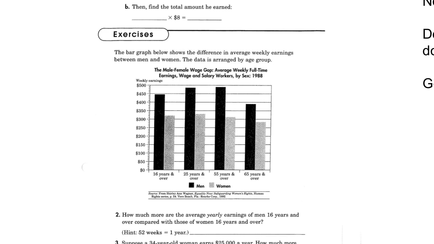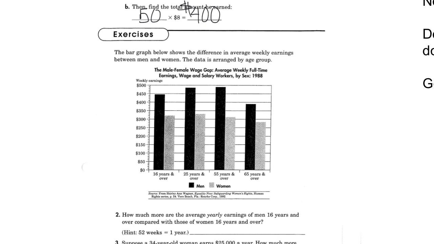So please make sure you have those numbers filled out before moving on to the next page. In part B, it says, find the total amount he earned. Well, we know he mowed 50 lawns at $8 each. So if you take 50 times 8, you get 400. And this is in dollars. So he earned $400.